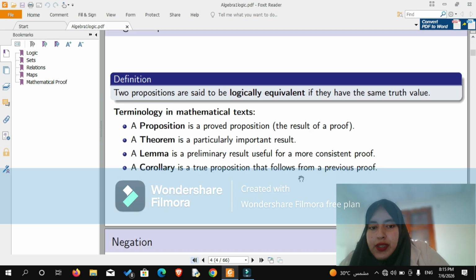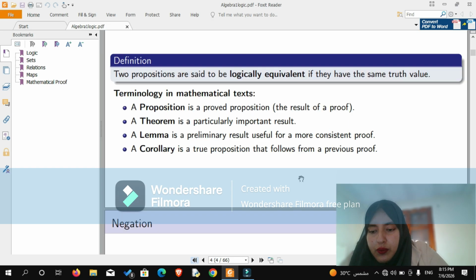Propositions are said to be logically equivalent if they have the same truth value. So there is an equivalence between propositions if they have the same truth value, that is, if they are both true at the same time or both false at the same time.